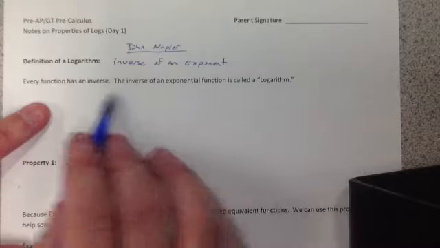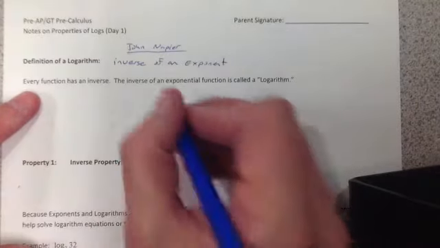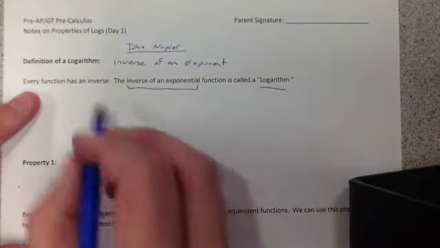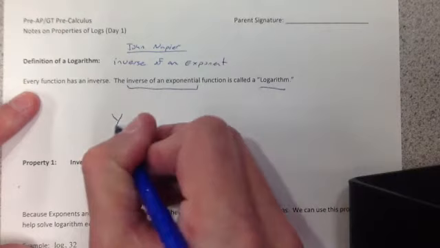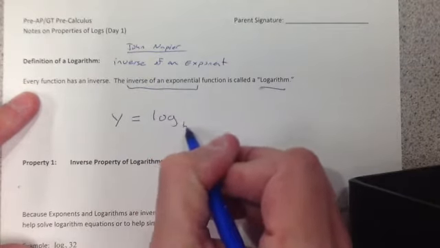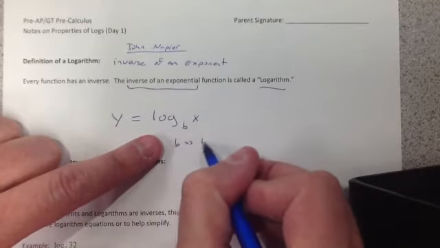Now, because every function has an inverse, we call the inverse of an exponential function the logarithm. And basically a log looks something like this: y equals log base b of x, where b is the base.